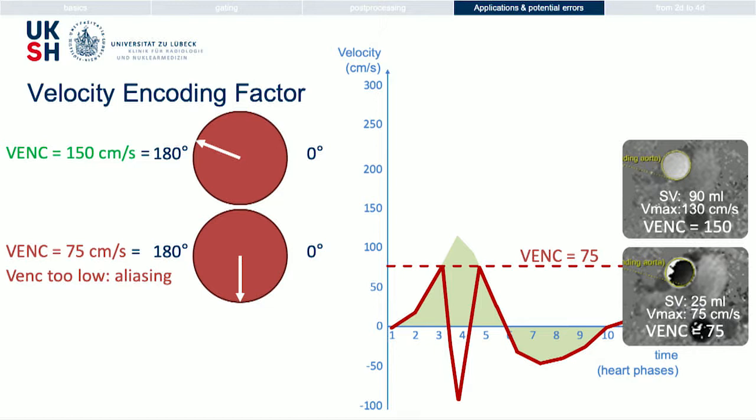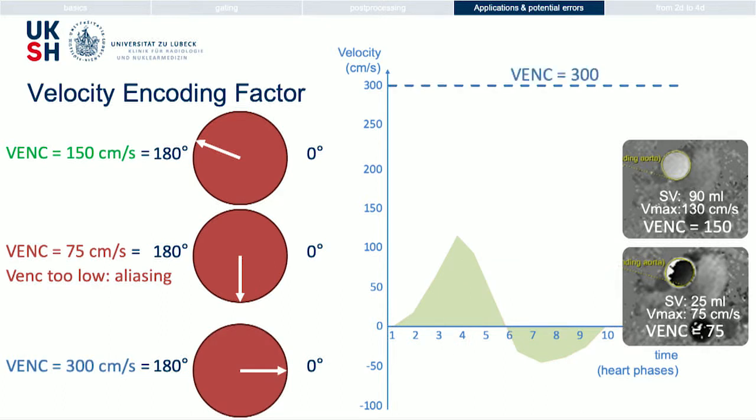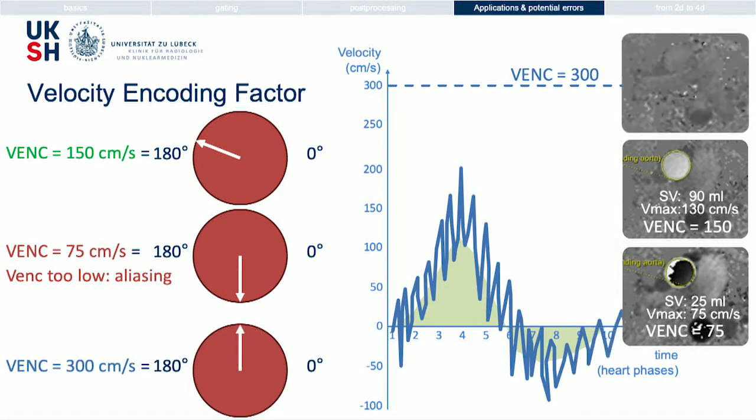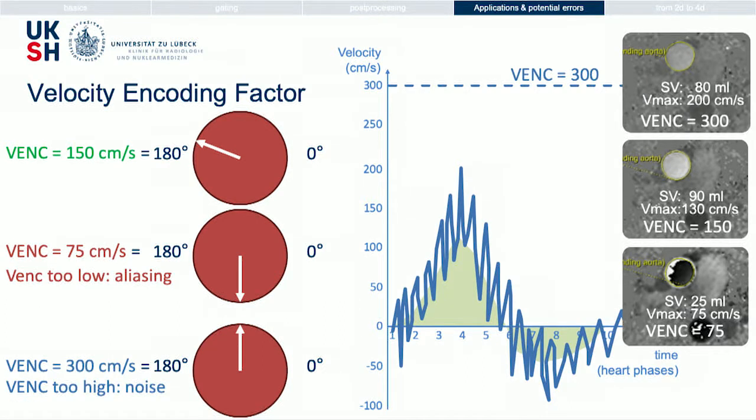So the logical solution would be to set the VENC very, very high, so you cannot get any aliasing at all. If we're doing that, the problem is there's a lot of noise and you're not measuring right. So the peak velocity is overestimated. And you don't want to have that noise, and you want to be very sensitive to slow flow in your scan field.